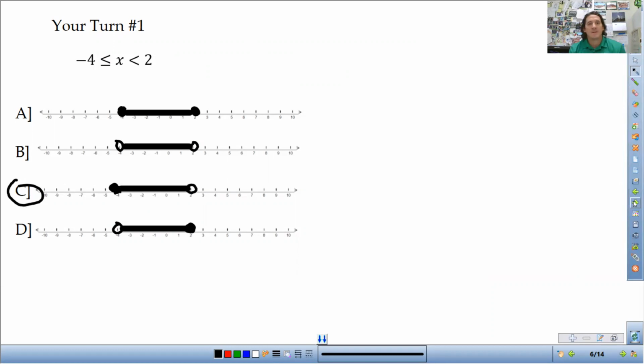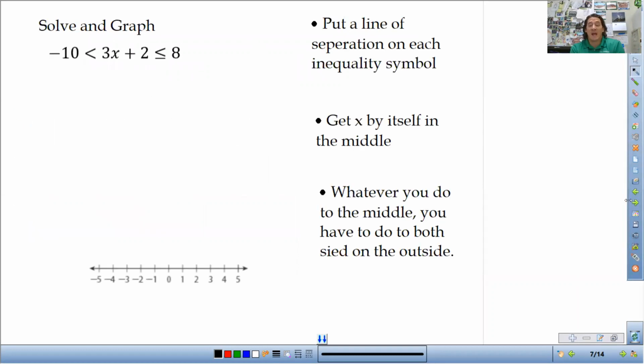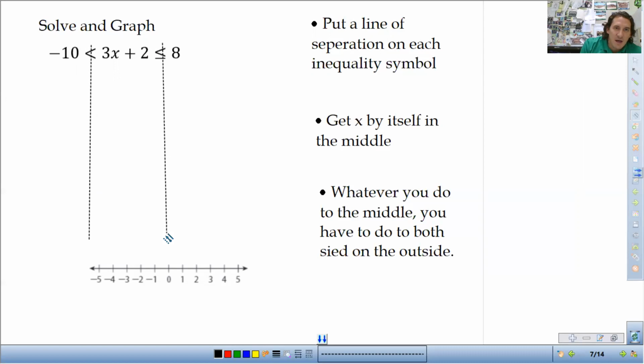All right. So you can graph. We are going to be working with inequalities that you are going to solve and graph. So to solve a compound inequality, you need to put a line of separation on each inequality. So a line of separation here, a line of separation here. And then there's the middle of the inequality and then two sides on the outside. We want to get x by itself in the middle. So we're going to eliminate the +2 and the +3.